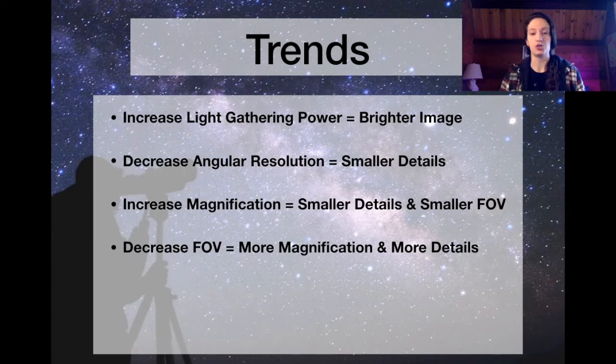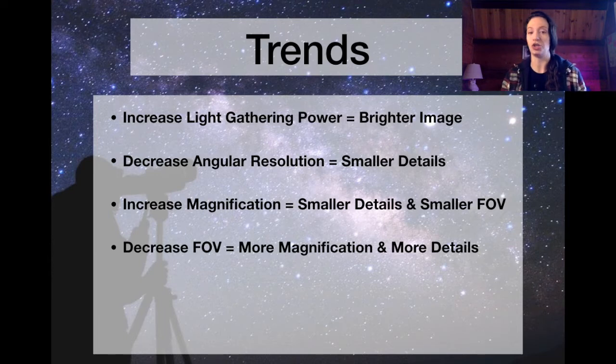So then I just want to go over these trends that we'll see if you go back and rewatch these couple minutes. Generally, if you increase the light gathering power, you are increasing the size of your telescope, and you're going to get a brighter, more crisp image. If you decrease the angular resolution, then you can see smaller details, and you overall have a higher quality image. So increasing light gathering power, good.